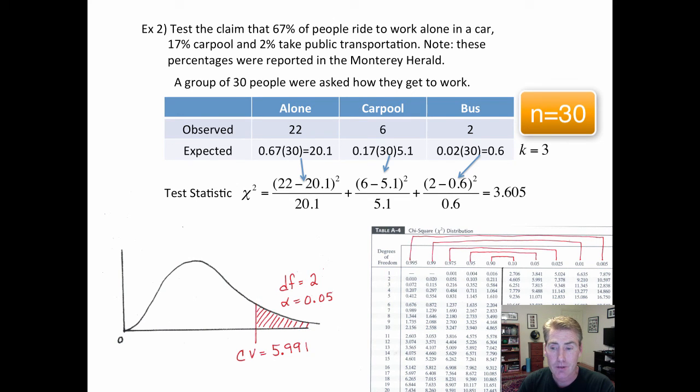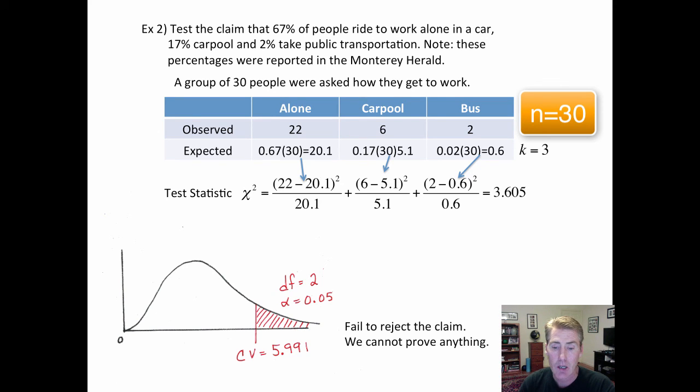And again, does this 3.605 go past the 5.991? Well, again, it does not. So again, failed to reject, we cannot prove anything. Sample size wasn't big enough.